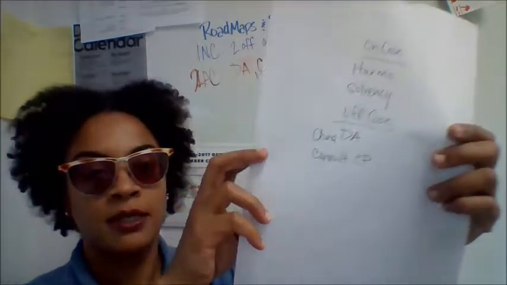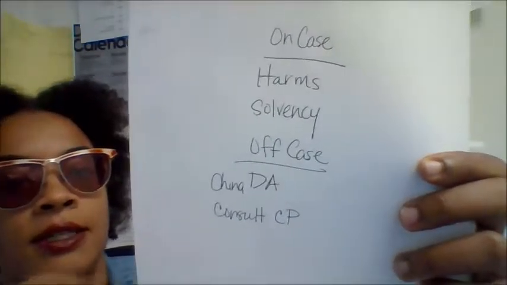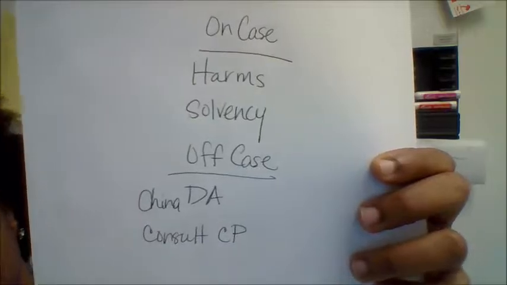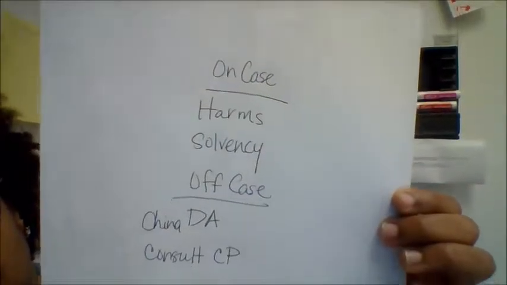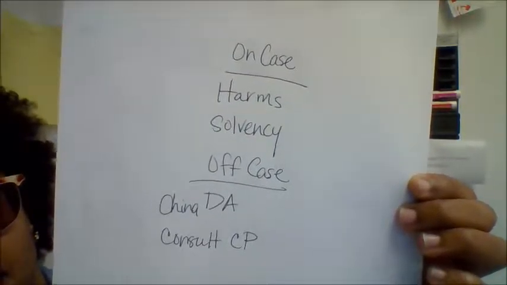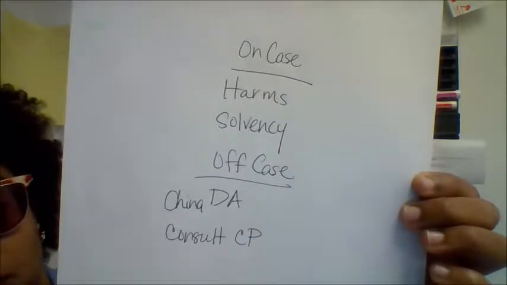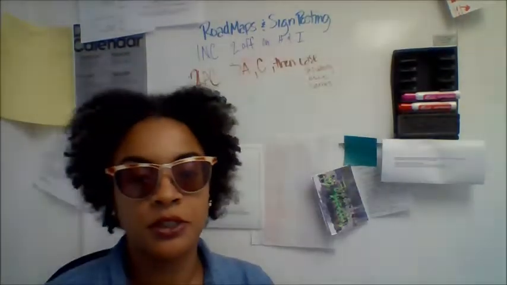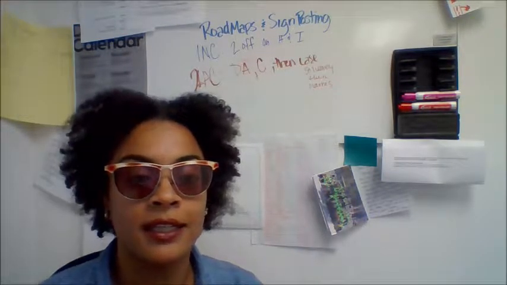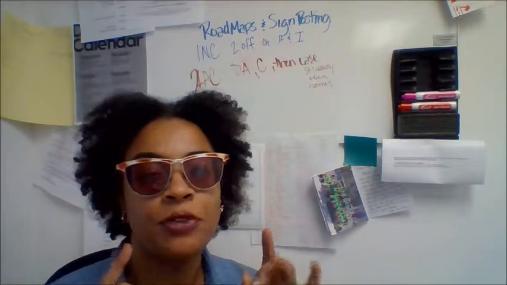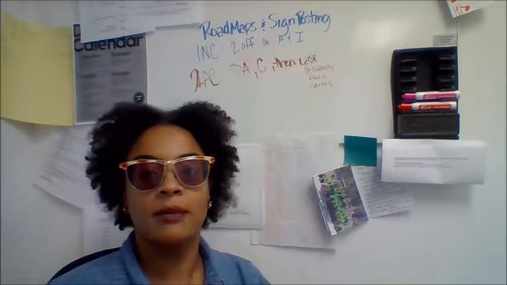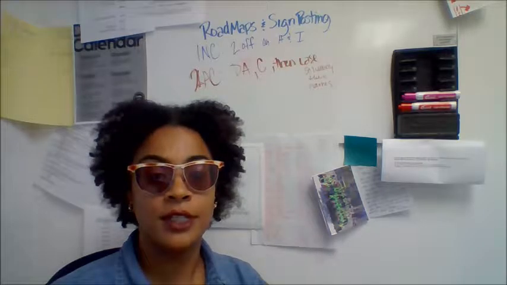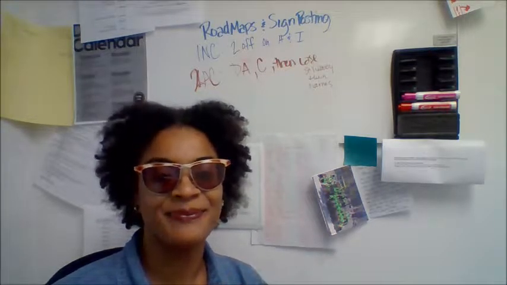Here is the speech. Okay, so it says on case, it's going to be harms and solvency, and then off case is going to be a China disad and a consult counter plan. Okay, so what I want you to do with your peers for a second is take about 3 minutes, come up with the roadmap for that, and deliver it to each other, okay? I'll give you a second.